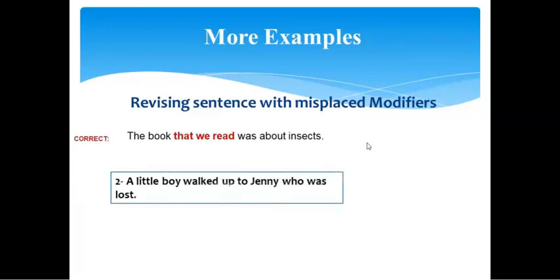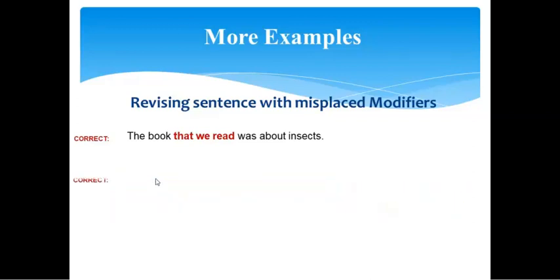Another example: A little boy walked up to Jenny, who was lost. Who was lost, Jenny or the little boy? You ask yourself, who was lost? Actually, the one who was lost was the little boy. So how you correct it is going to be like this: A little boy who was lost walked up to Jenny. This is the correct way.